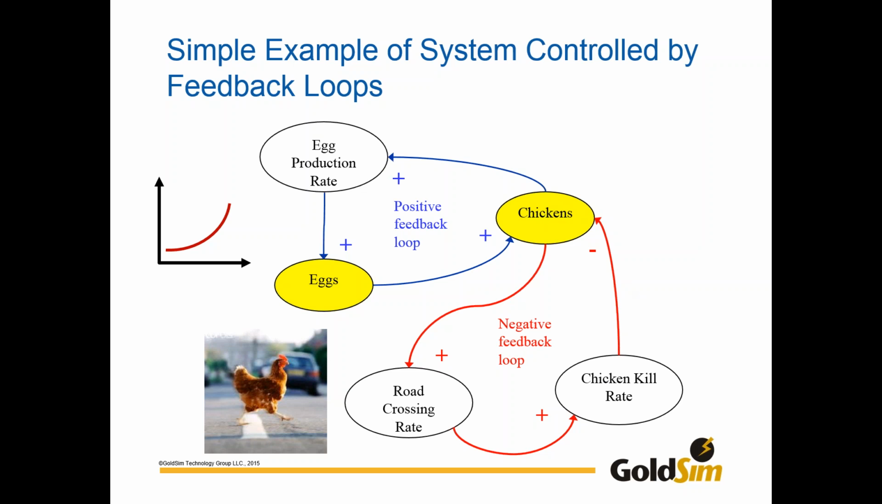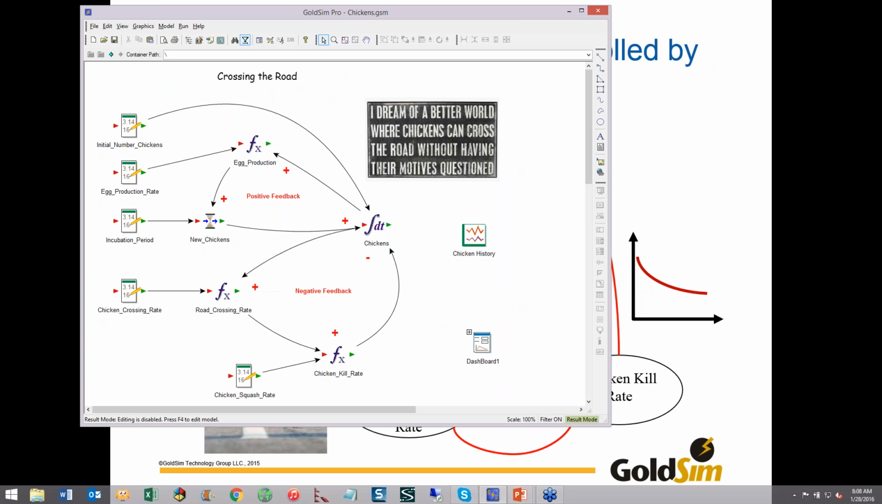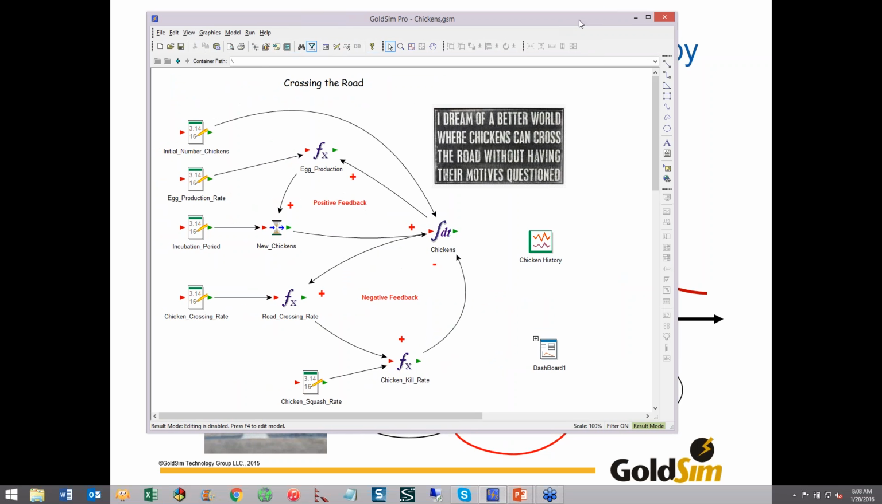This type of loop tends to go to equilibrium. So this model has these two loops, and they're competing against each other, and one can dominate. Let's just look at this model. Here's the actual model that I've just drawn, and there's our positive feedback loop and our negative feedback loop. These are our input parameters: the initial number of chickens, our egg production rate, the incubation period, the rate at which chickens cross the road, and the rate at which chickens are killed if they go across the road.